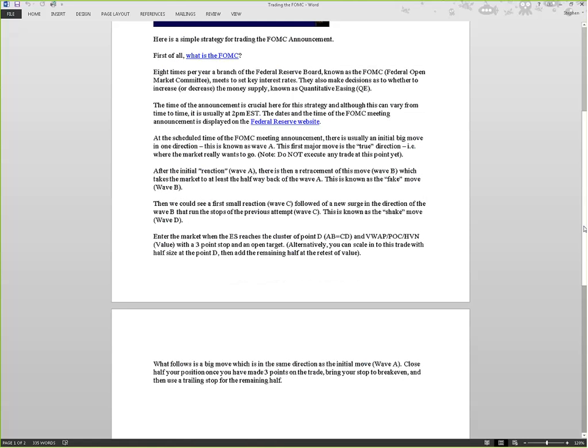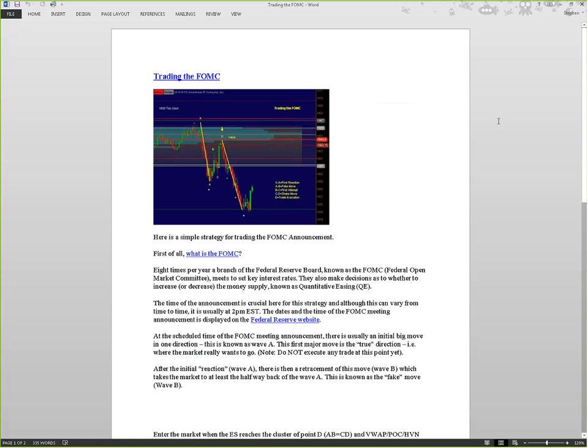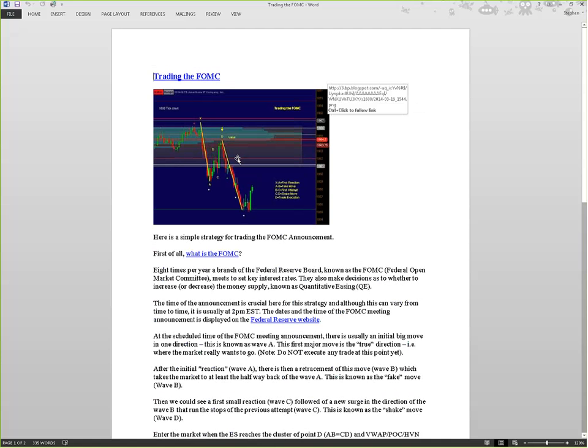So after the initial reaction, what's called wave A, okay, there is a retracement of this move, so wave B, okay. So hard to see. I wish I could expand this out, but essentially, you're coming off of the initial reaction, wave A down, right? There is, in a couple of cases, a varying degree of retracement. You could even categorize it as an ABC type retracement. Point is that you want to get towards a finite area.